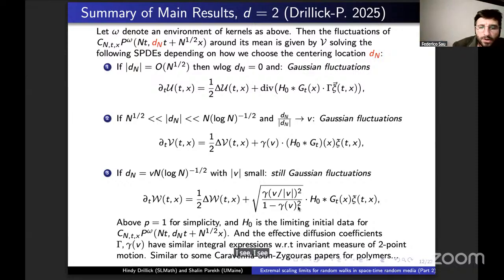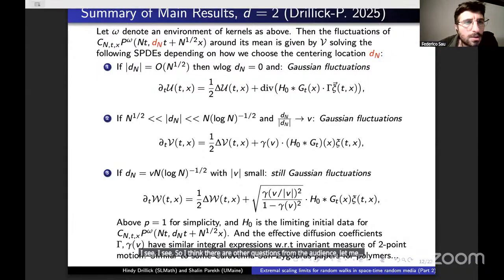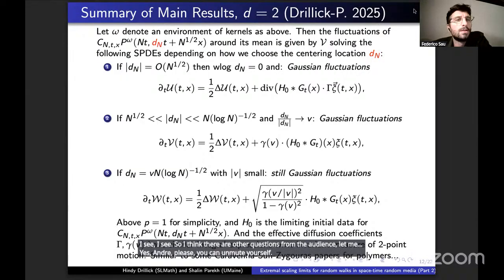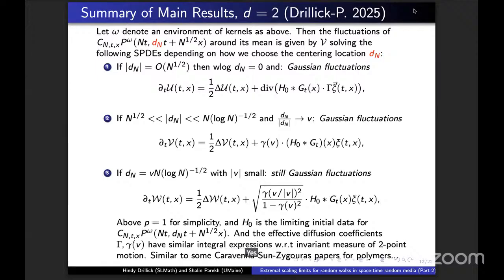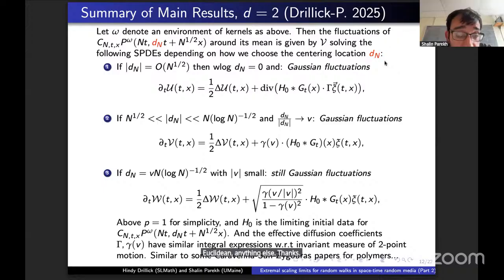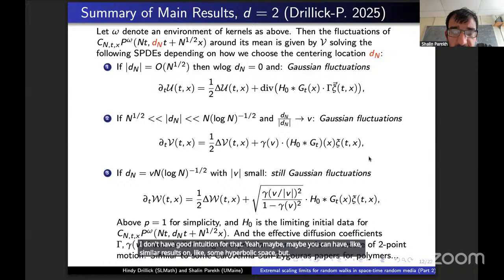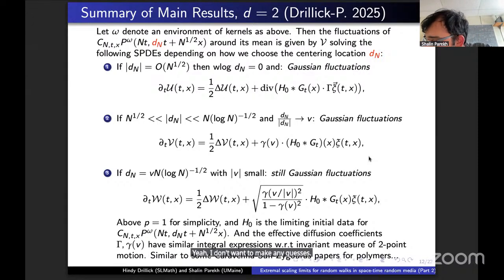I see. So I think there are other questions from the audience. Yes, Andre, please, you can unmute yourself. Yes, thanks. So just shortly, you mentioned that this all takes place only on Euclidean spaces related to the lattice framework. Could this also be outside Euclidean or anything else? That's a good question. I don't know if you would have similar results outside of the Euclidean regime. I don't have good intuition for that. Maybe you can have similar results on some hyperbolic space, but I don't want to make any guesses. Thanks. It's okay.